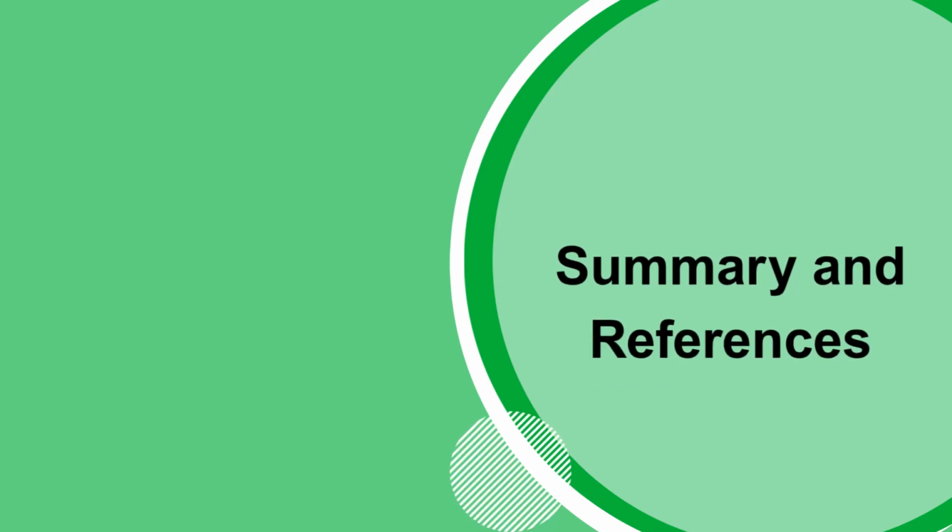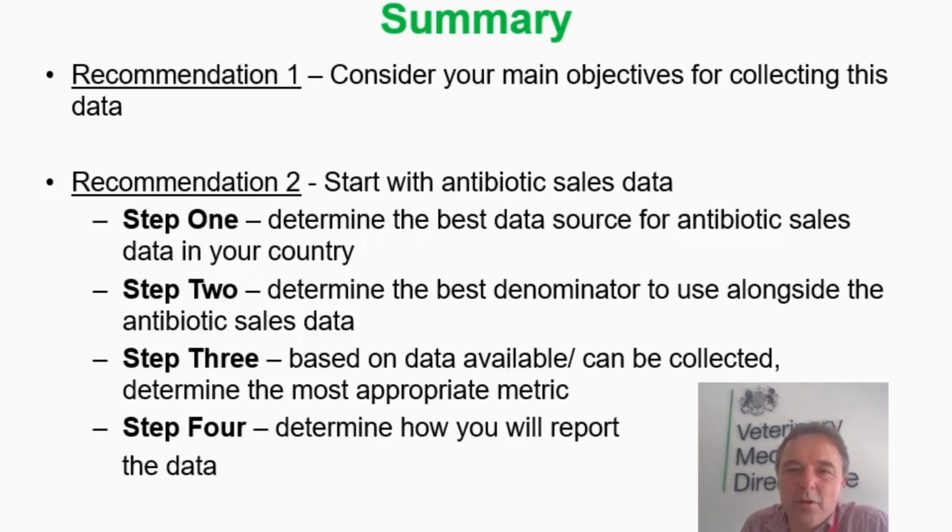So they are the key points. I'll just run through them as a summary. The first recommendation was to consider your main objectives for collecting this data. This refers to both antibiotic sales data and antibiotic use data. So I would start with antibiotic use data. That's usually less resource intensive, but can still be extremely useful. And so the steps are written out there.